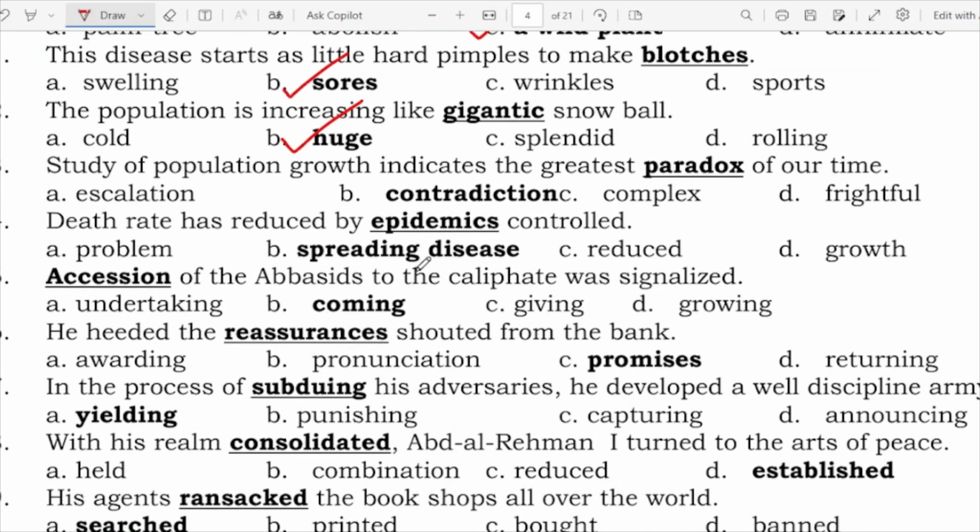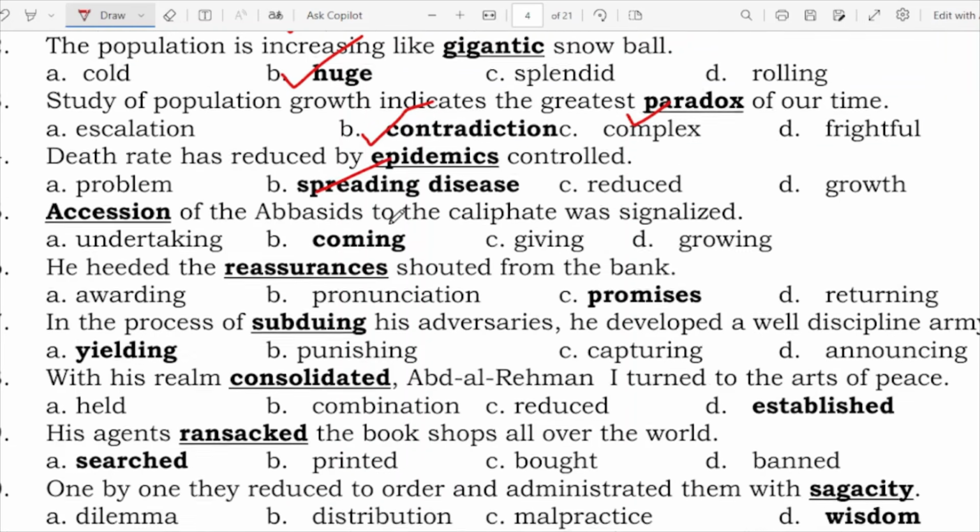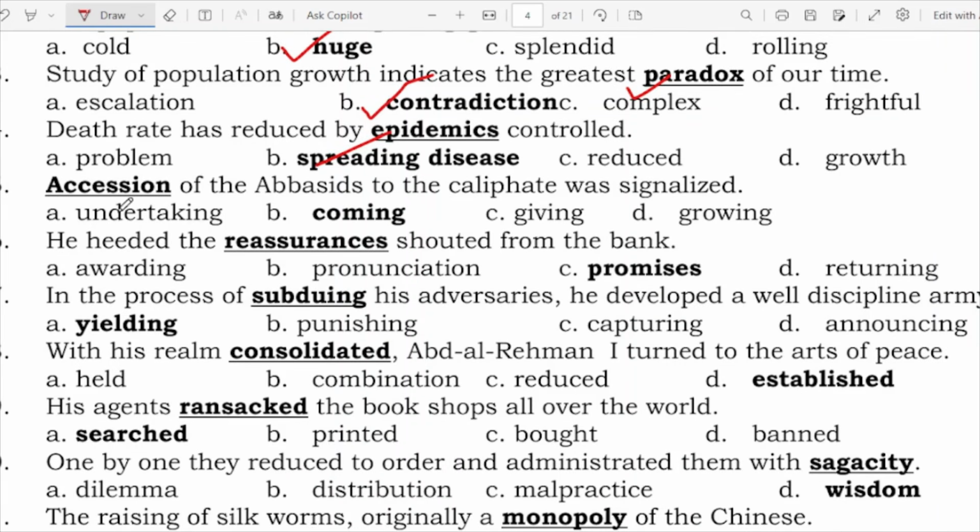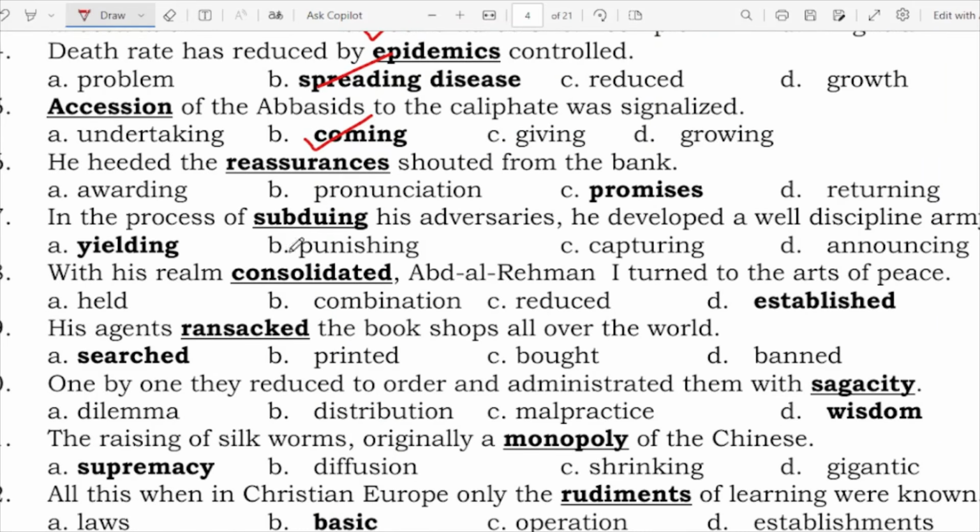You can see it. Study of population growth indicates the greatest paradox. Paradox means contradictions, opposite sides. And the next one is epidemics, that is spreading disease. And here we have the jewel of the world, accession of the Abbasid coming annually. Next one. He heeded reassurance. Heeded reassurance means promise, and subduing yieldings with his realms. Realm means regions, reign, though consolidated, established.